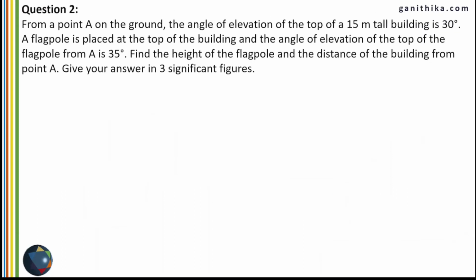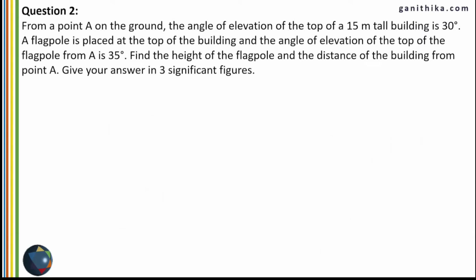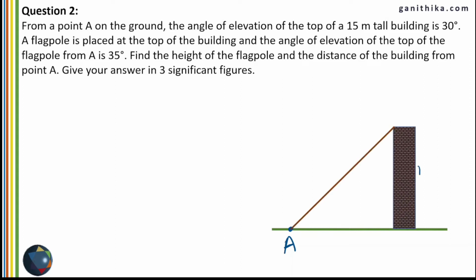The second question given in the website is, from a point on the ground, the angle of elevation of the top of a 15-meter tall building is 30 degrees. So let's understand this. We have a point A on the ground. So we have a ground here. There is a point A. And from this point you are looking at a building which is 15 meters tall and the angle of elevation to this top is 30 degrees. Therefore, this is the diagram for the first line.